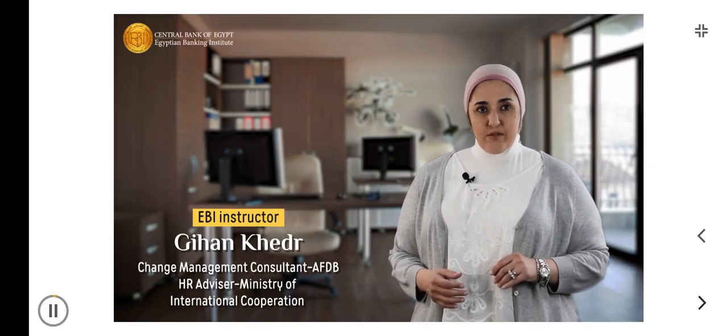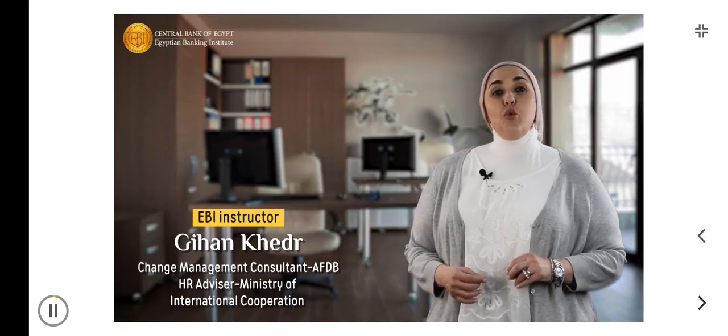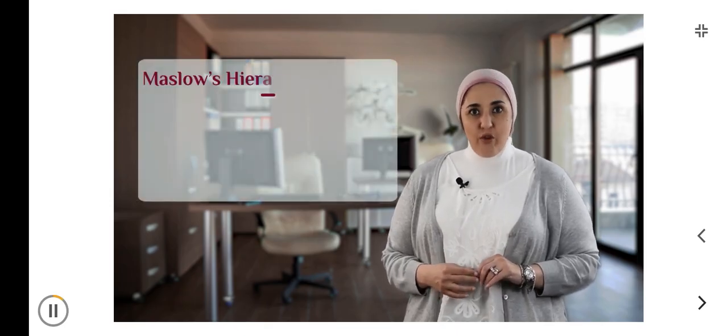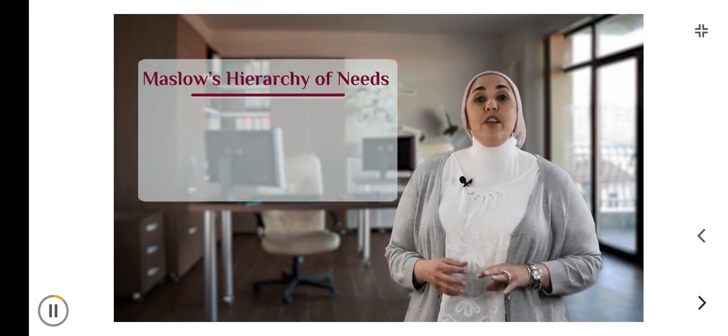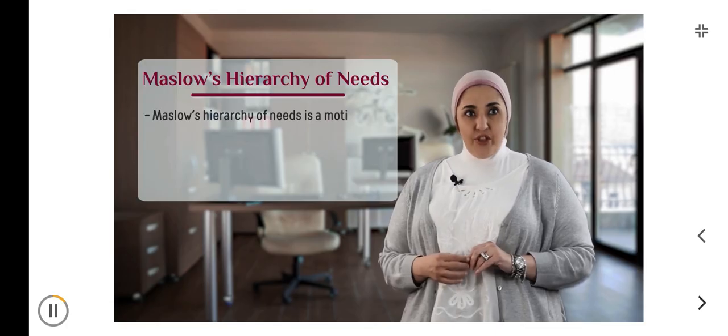When we speak about the customer, we speak about the needs and demand and want. If you would like to know what are our customer needs, there are several approaches. But the cornerstone of any theory of needs is the Maslow hierarchy of needs. Maslow hierarchy of needs, it's a motivational theory.